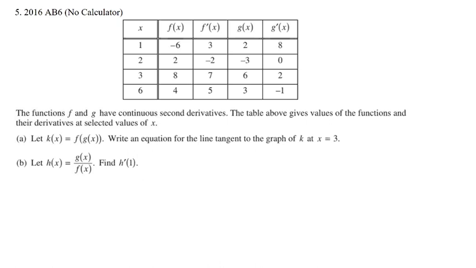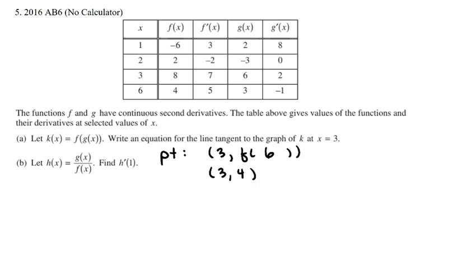But what I'm going to do is say, okay, k of x is f of g of x. So I need to start with a point if I want the line tangent to the graph of k at x equals 3. So I need a point. That's going to be x equals 3 and k of 3, which is f of g of 3. Well, g of 3 was 6. So I'm looking for f of 6. And I plug in 6 to f, and that's 4. So this is the point (3, 4).